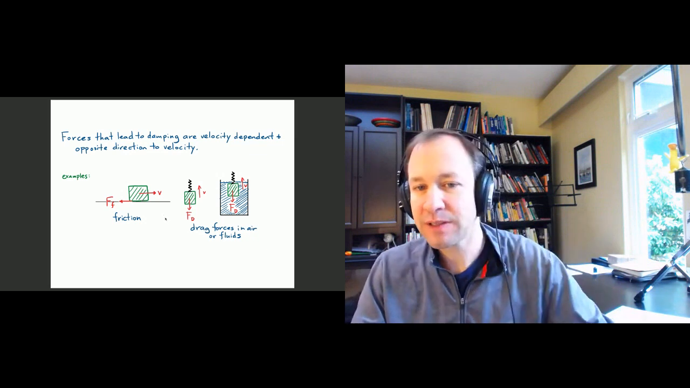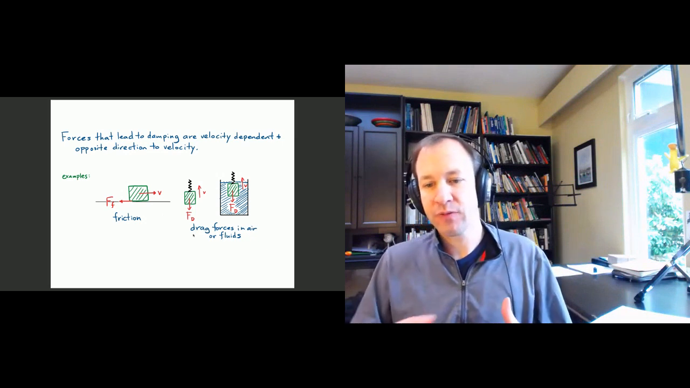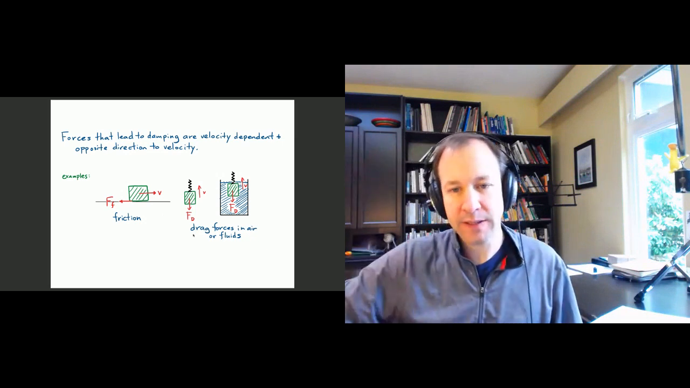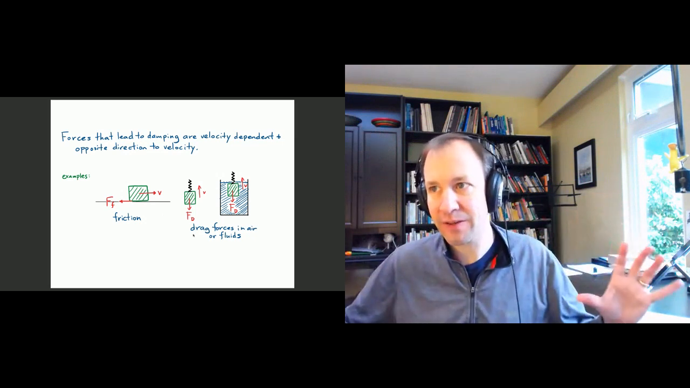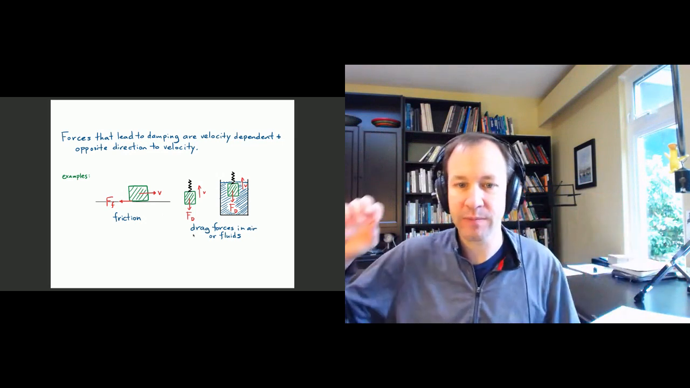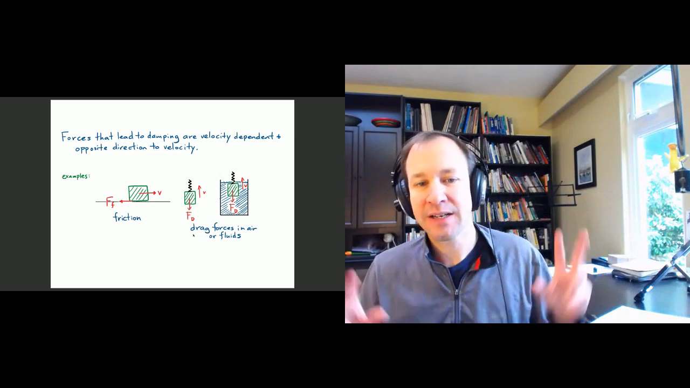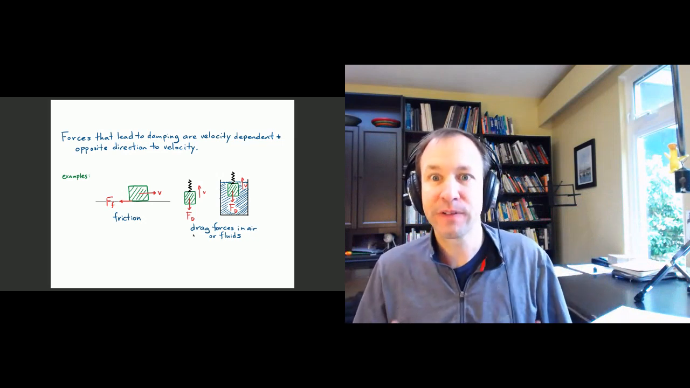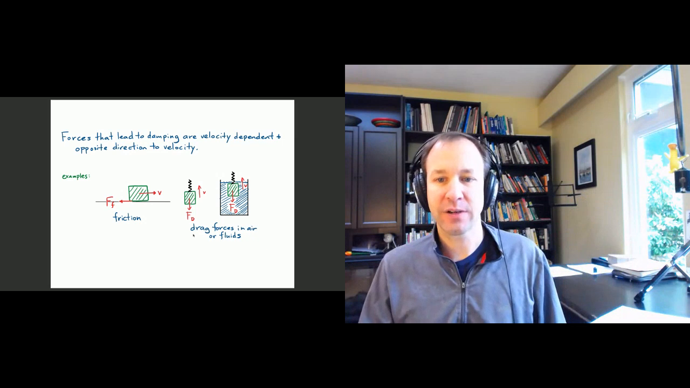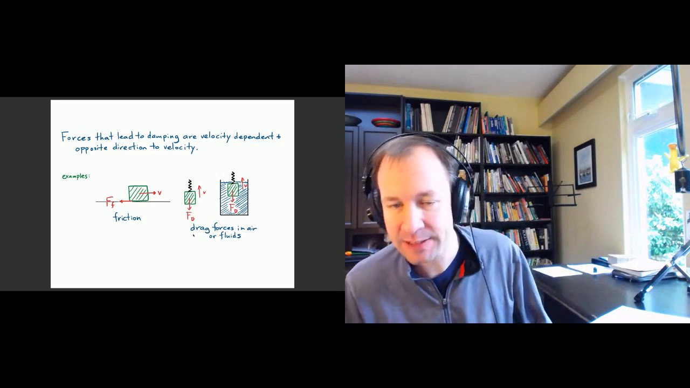A similar situation happens when your object is not rubbing against a solid, but just moving through a liquid or a gas. In general, we would call those things fluids. So a fluid would be either a liquid or a gas. In that situation, the kind of friction force that you have is what we call air drag or fluid drag. And this is something that's fairly complicated to understand.